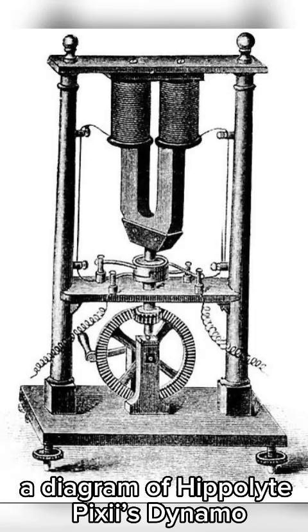Hippolyte Pixii built the first commutated dynamo in 1832, which used a rotating magnet to induce current in the coil. Pixii invented the commutator to convert the alternating current to direct current, DC. Antonio Pacinotti improved dynamo designs in 1860 by using a multiple toroidal coil, which smoothed out the current and increased efficiency.